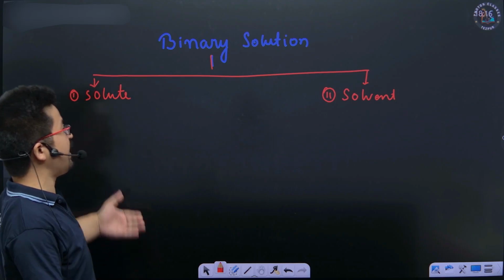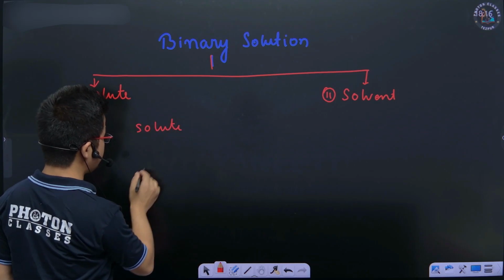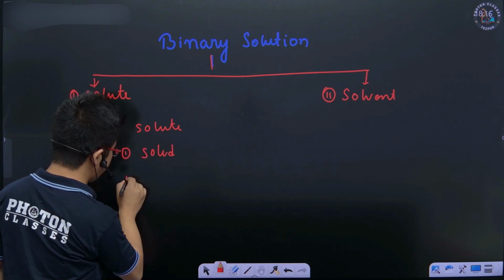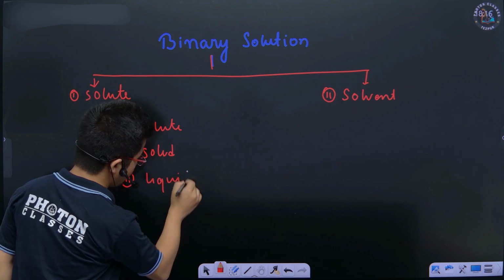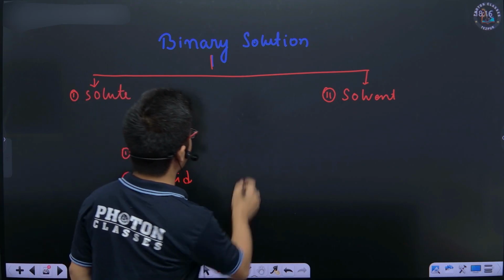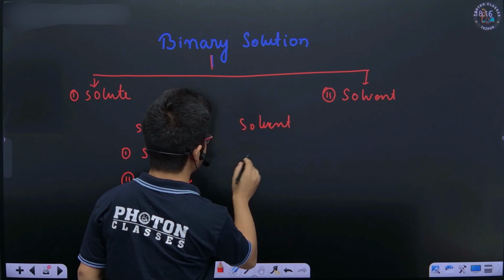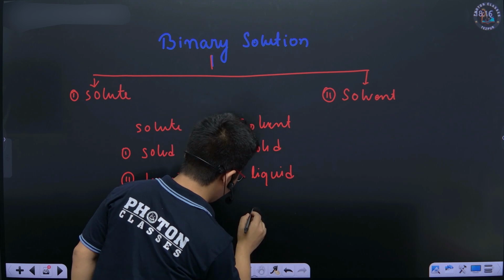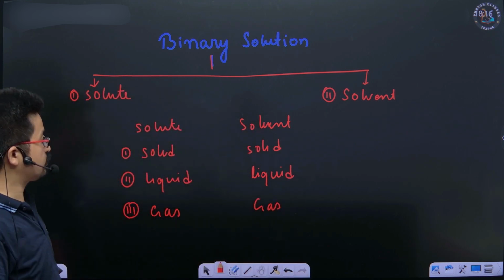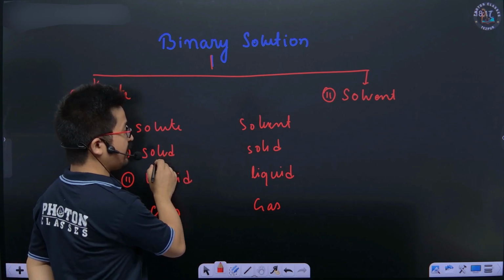Okay, so based on the physical state of solute and solvent, we will be getting 9 different types of solution. How 9 different types of solution? So what are the possible states? Let's say solute is in solid state, or similarly it can be in liquid state as well, or it can be in gas state as well. And so is the solvent. Solvent can also be in 3 different states, that is solid, liquid and gas. So these are the 3 possible states of solute and solvent. Okay, fine. So now the solute can be in solid state and so is the solvent.